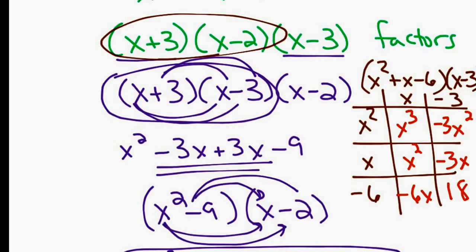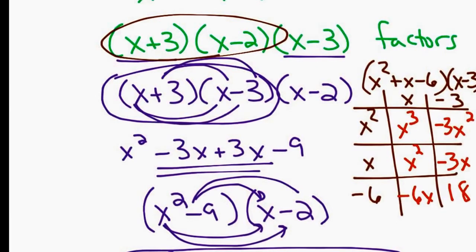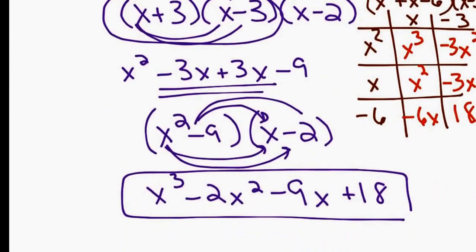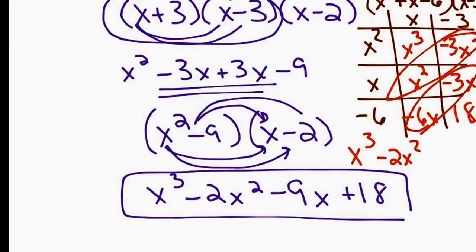The solution is the sum of all those red terms because it's really just the area of a box, and to find the total area, you're going to add them all. Well, you can only add like terms, so these are like terms. So we have x cubed, and I have minus 2x squared, and I have minus 9x, and plus 18. And I would have gotten the same answer.